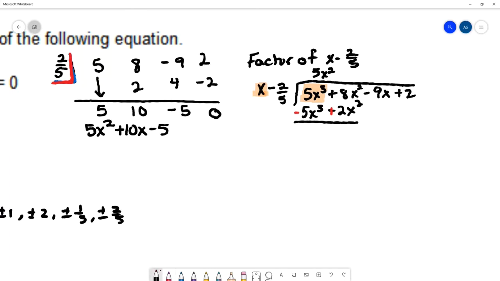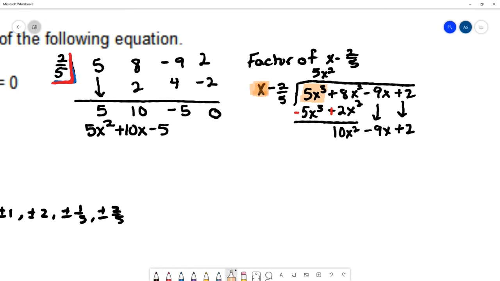So 5x cubed minus 5x cubed, those guys cancel each other out. 8x squared plus 2x squared gives me 10x squared. And then we bring down our next terms. So we bring down the minus 9x and the plus 2. Now we repeat that process over again.